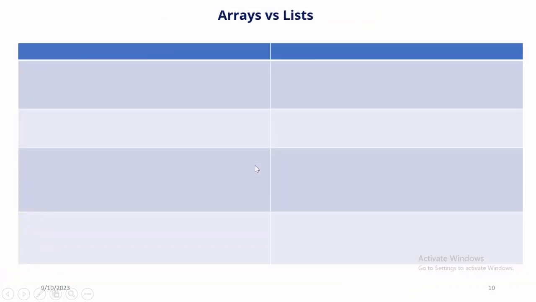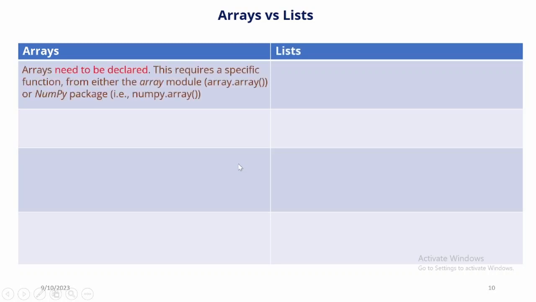Now let's look at arrays versus lists. Let's try to compare and contrast. It is easy for somebody to get confused because they are very similar. So we'll put arrays on one side and we'll put lists on the other side. First, arrays need to be declared. You have to declare them in your program. This requires a specific function from either the array module, which is array.array, or from the NumPy package, which is numpy.array or ndarray.